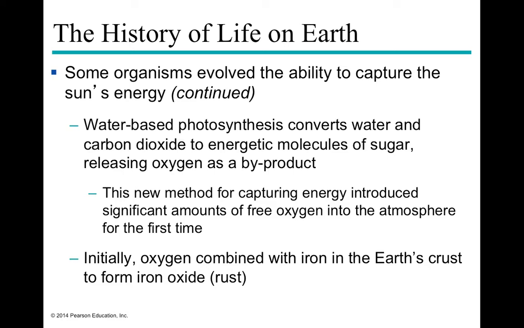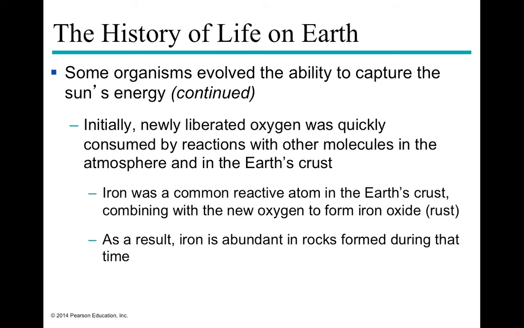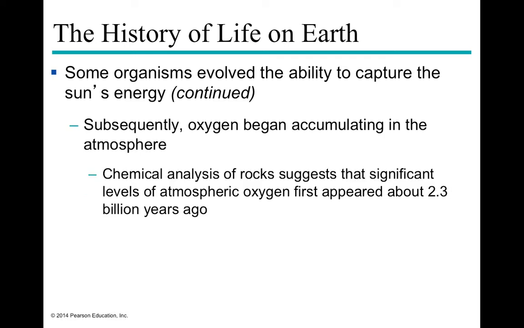And now that oxygen's available, oxygen's combining with iron in the Earth's crust, and there's actually a rust layer in the Earth's crust that the people who study the rock can tell you is exactly when this era of life occurred. Because at this point, while we're releasing a ton of oxygen, that oxygen's able for the first time to interact with the iron, and so we end up with a rust layer in the rock. So newly liberated oxygen is quickly consumed, right? Remember, as I said, oxygen is very reactive. And again, iron is a reactive element, and so we have a very high level of iron in rocks that were formed during that time frame. So it's a way that geologists can mark specific time frames in our Earth's history.